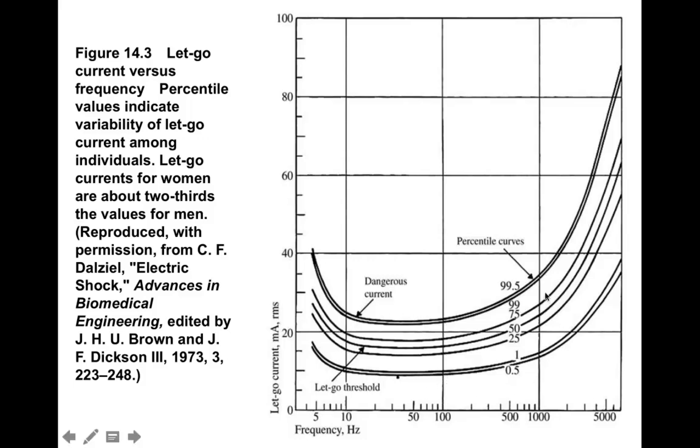As frequencies increase, you see that the let go current increases, and so you're more likely to be able to withdraw from a dangerous situation before permanent damage is done as frequencies get higher, or even as frequencies get lower than, say, 10 hertz. So unfortunately, our frequency of energy transmission and power transmission is probably the most dangerous that it could possibly be as far as ability to do damage to human beings.